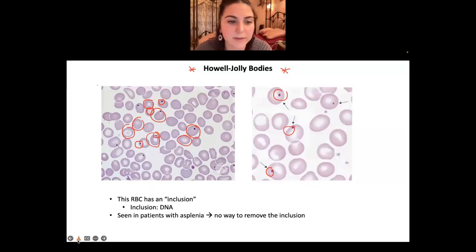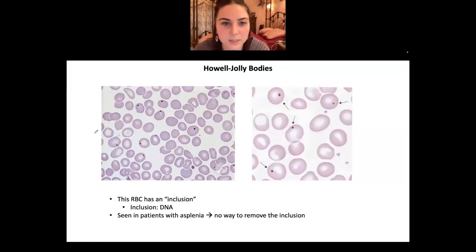Okay, so this is another thing if you're doing a vignette and it says patient has target cells and Howell-Jolly bodies seen on blood smear. Asplenia. Start thinking of asplenia.